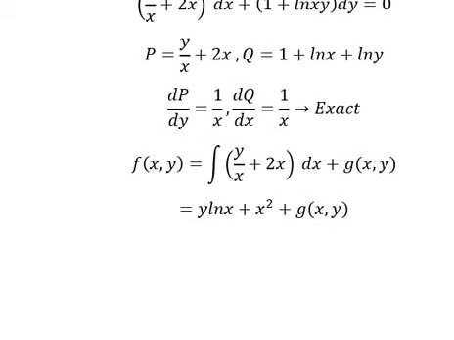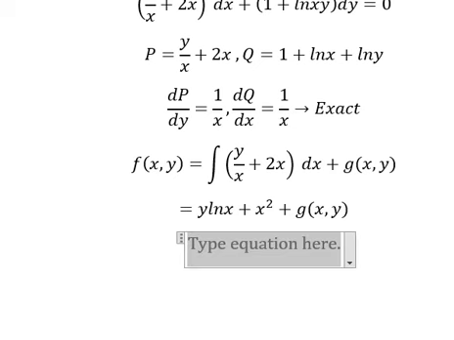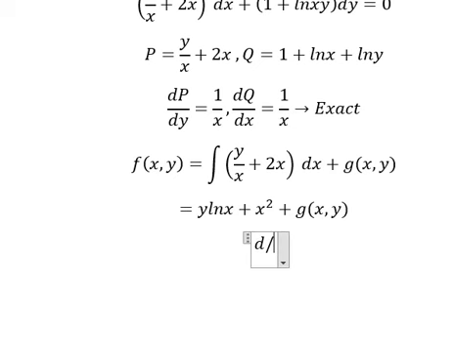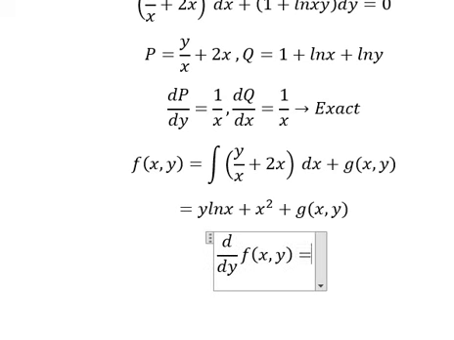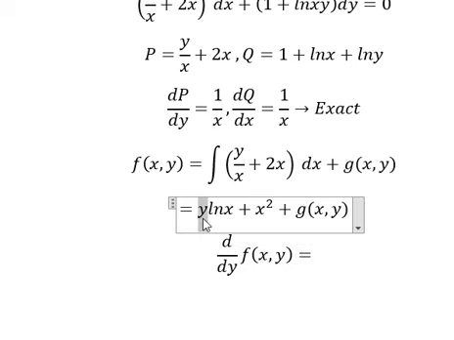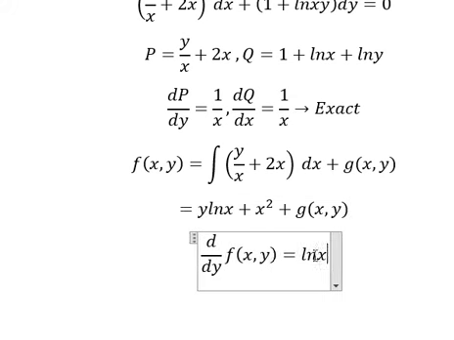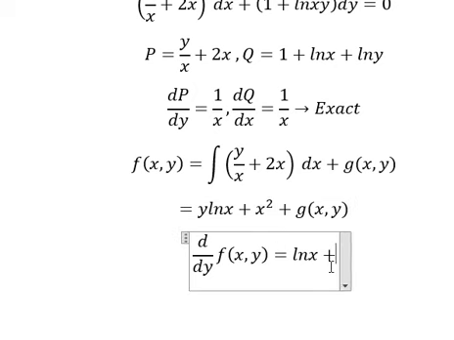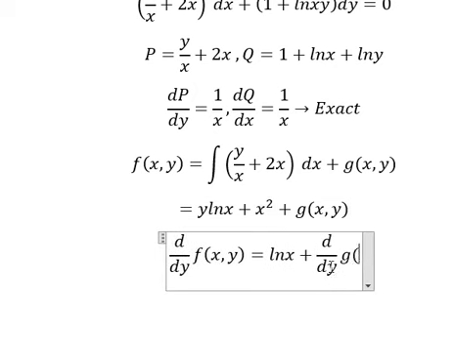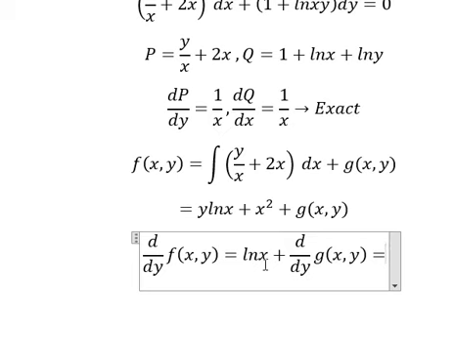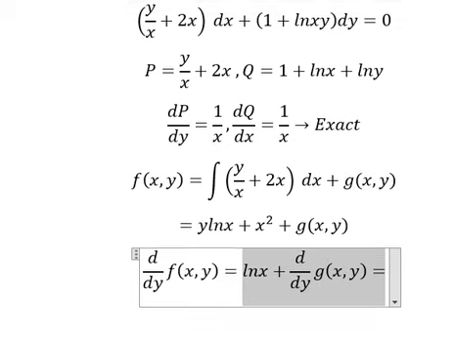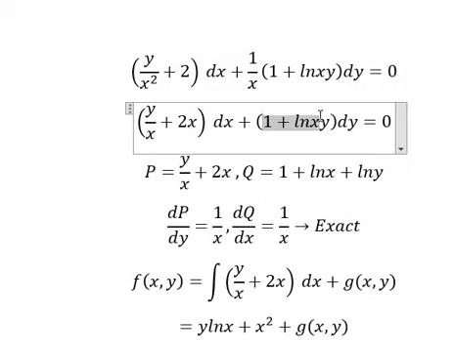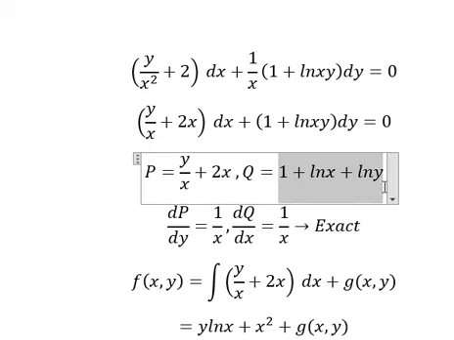Next, we do first derivative of the function with respect to y for both sides. So first derivative of y, we have number 1. So we have ln x. This one we don't have y, so you get 0. And we know that this one is equal to this one, or maybe this one in here.